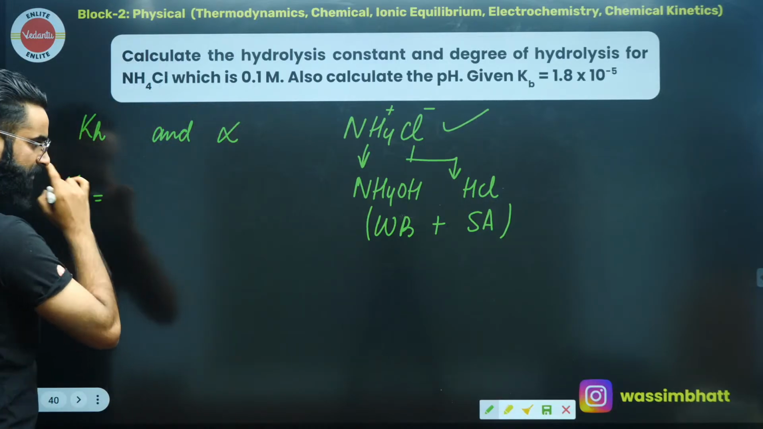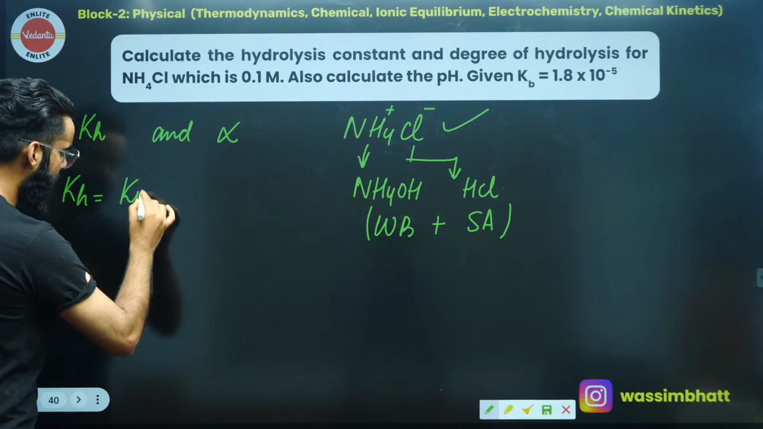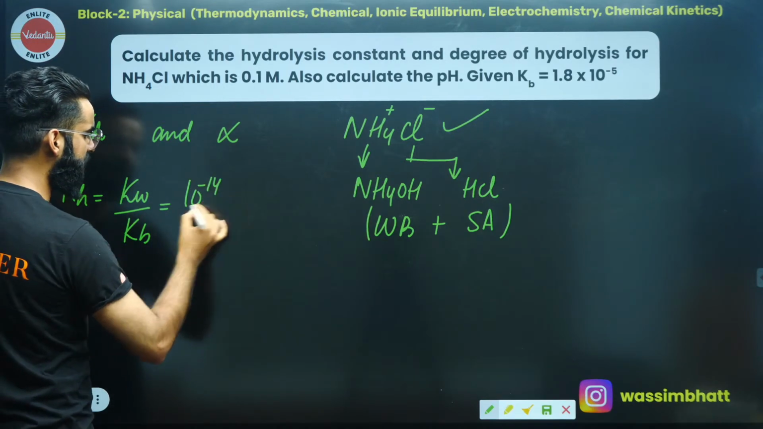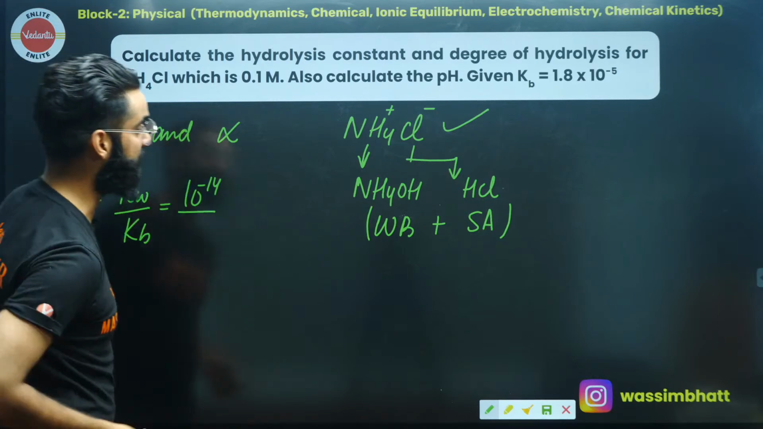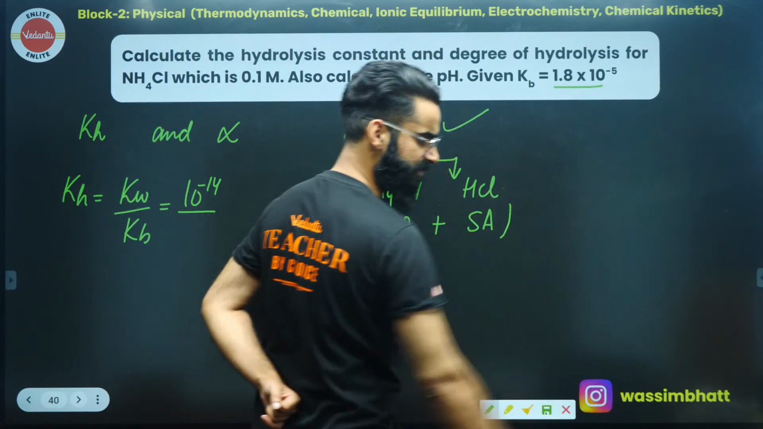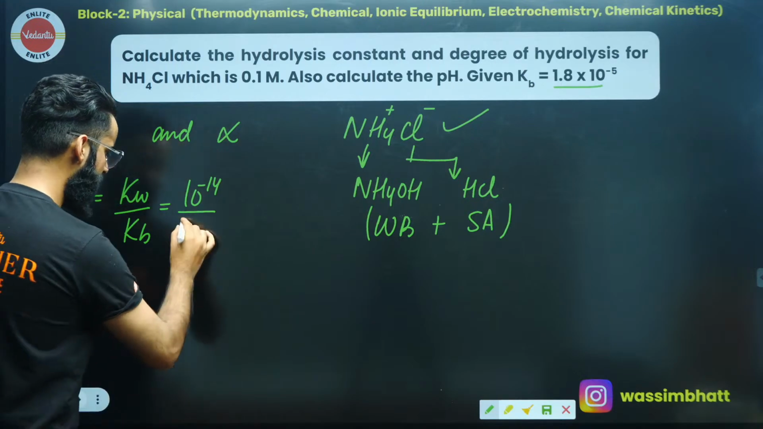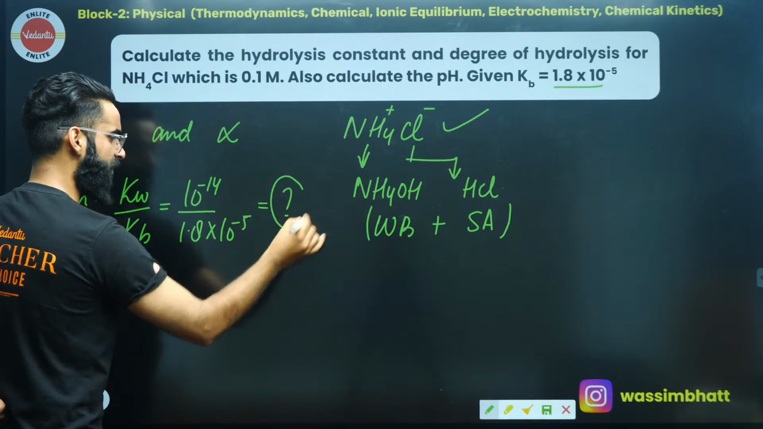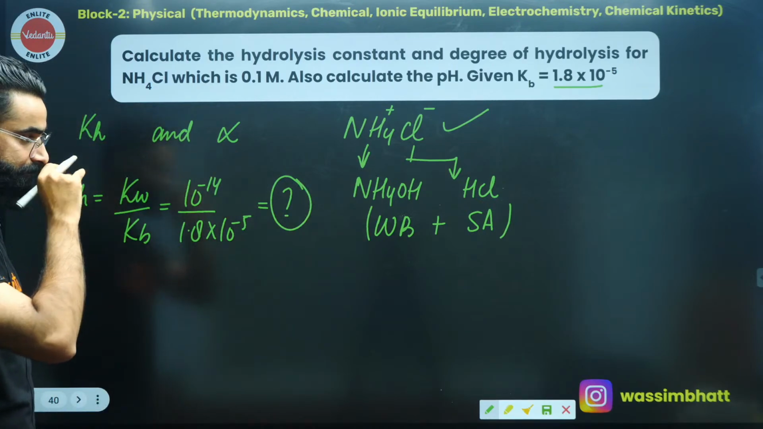If it is a salt of a weak base and strong acid, how do we calculate its KH? A few minutes back I gave the formula: it is equal to Kw divided by Kb, right? Kw is 10 raised to minus 14, and Kb, the dissociation constant of the weak base, is given to me as 1.8 into 10 raised to minus 5. So divided by 1.8 into 10 raised to minus 5. You just need to solve it, get the value of KH, that's all, right?